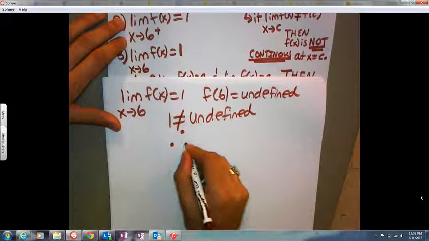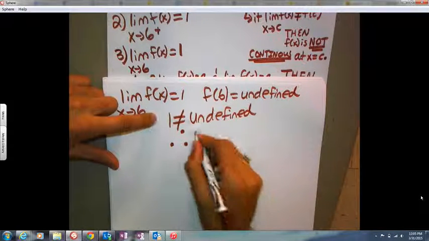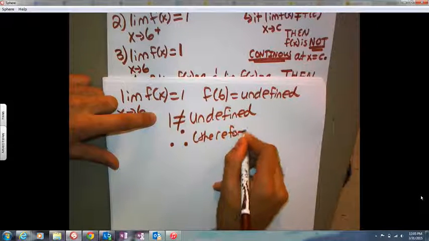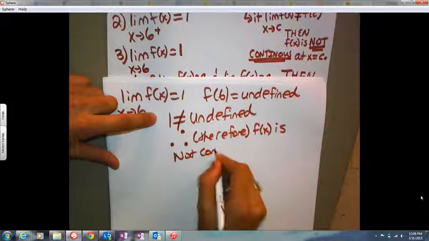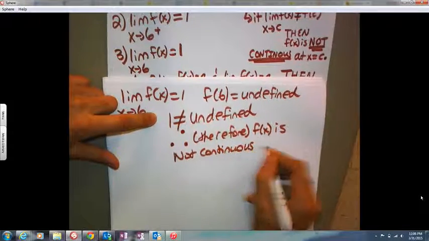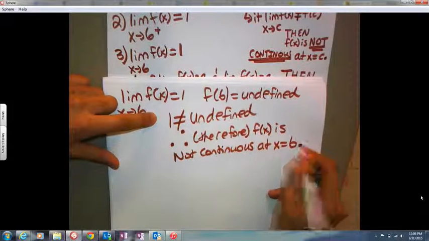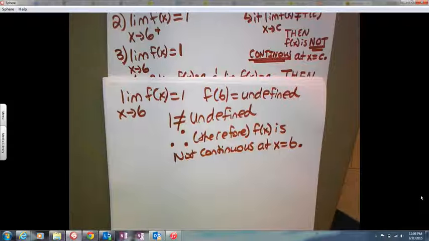Therefore, that's the math symbol for therefore, the 3 dots. Therefore, f of x is not continuous at x equals 6. And everybody in this room, if I had asked them before, is the function continuous at x equals 6, everybody would have said no, because you have to lift your pencil. This is a little bit more mathematical way than just saying I have to lift my pencil.